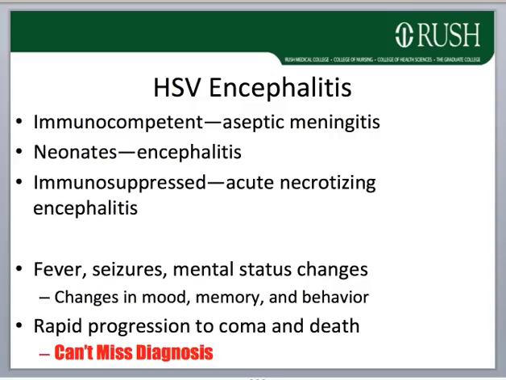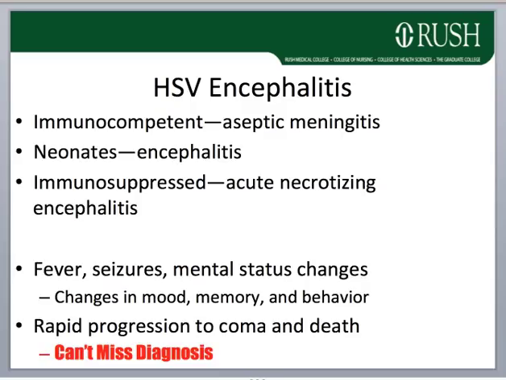Herpes simplex virus type 1 is a cause of aseptic meningitis in immunocompetent individuals, generalized encephalitis in neonates born by vaginal delivery to women with active primary HSV infection, and a cause of acute necrotizing encephalitis in immunosuppressed patients. Patients may present with fever, headaches, seizures, and mental status changes, which may rapidly progress to coma and death. So, this is a can't-miss diagnosis because of its rapid progression, as well as the fact that there's specific therapy for this.